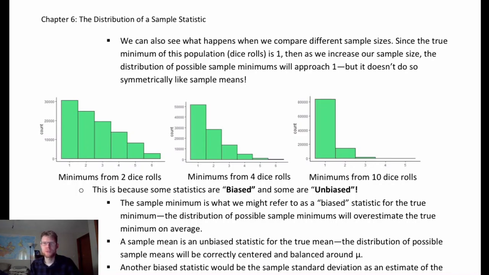I mentioned this because I think it helps us brainstorm a little more about what a distribution of a sample statistic is, and how, depending on the sample statistic we look at, it's going to behave a little bit differently. So some are going to be unbiased estimates and symmetrically approach their parameter. Some are going to be biased estimates, and they're going to approach their parameter from one side.